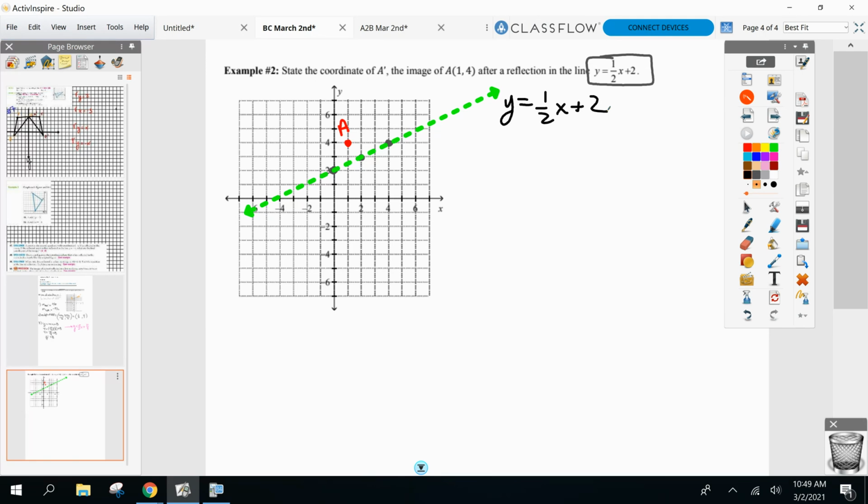If I knew where A prime was, this would be the what of AA prime, that line? The perpendicular bisector. So let's talk here. I'm just going to do it on mine. I don't want you guys to get messy on yours. I'm just going to eyeball this right now. It's maybe about in this area right here. I don't know. AA prime. I'm just assuming that it's right there. Okay, everyone in agreement with me?